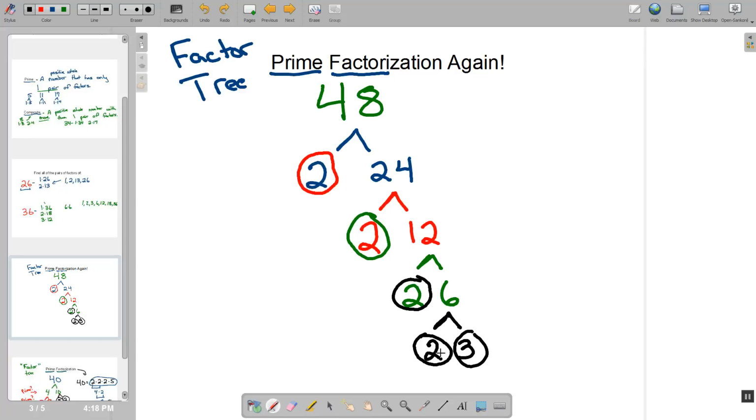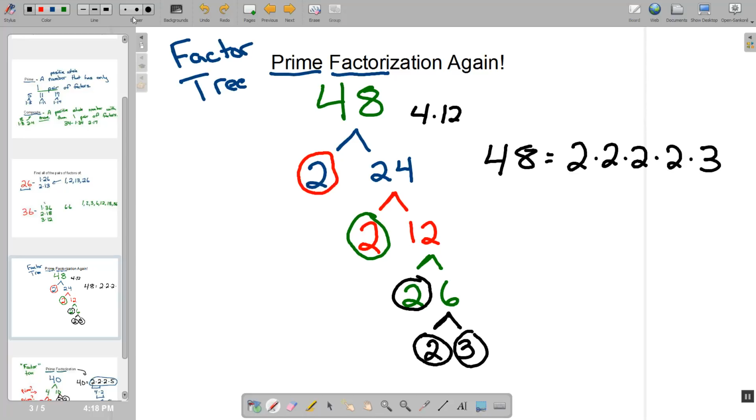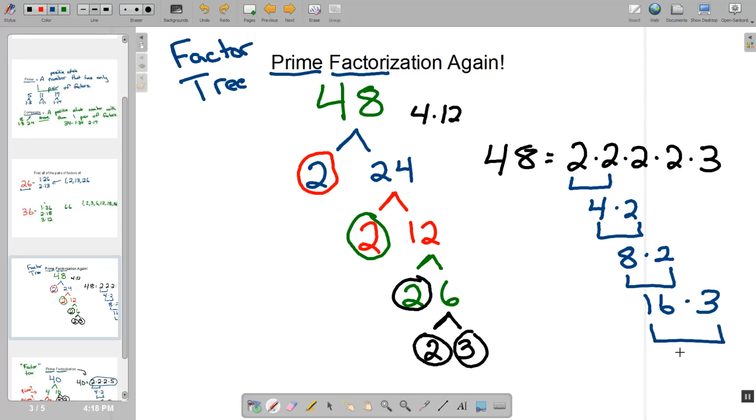So this is another strategy of the tree, but once again, if I picked, let's say, 4 times 12, I'm still going to get the same answer. So the first two numbers, as long as they're correct, it's still going to work. But I'm going to do 2 times 2 times 2 times 2 times 3. And if I did this right, this should equal 48. So this is 4 times 2 is 8 times 2 is 16, and 16 times 3 is 48.